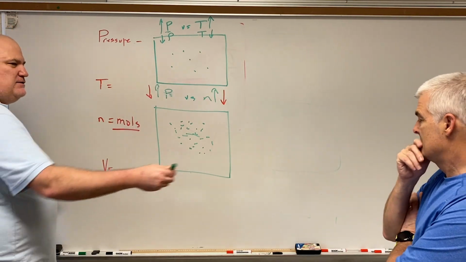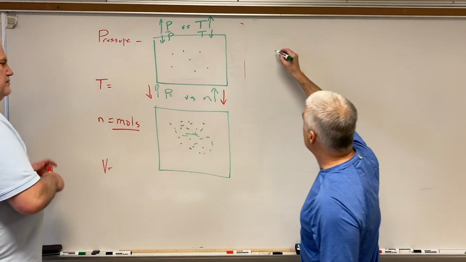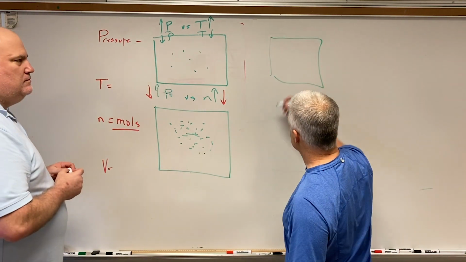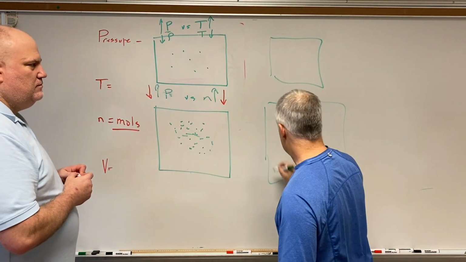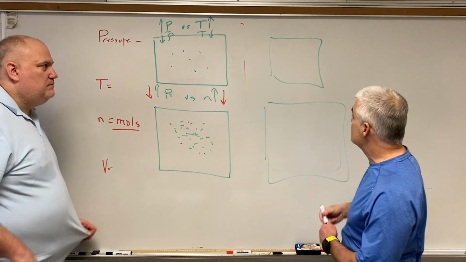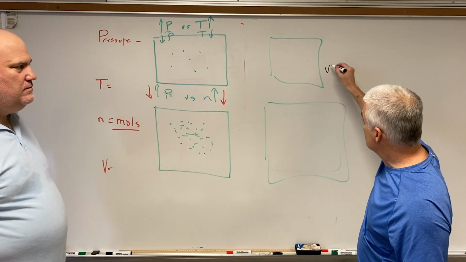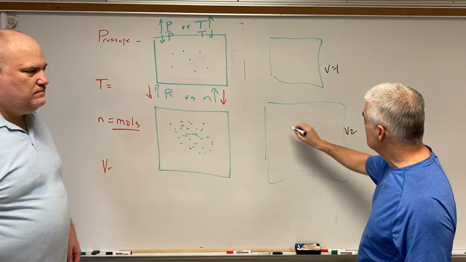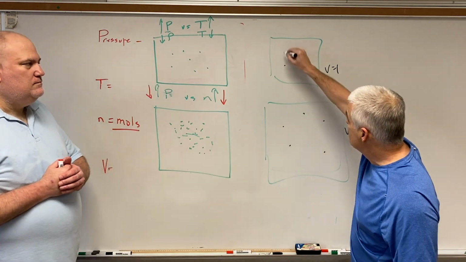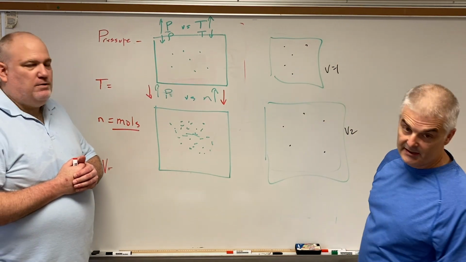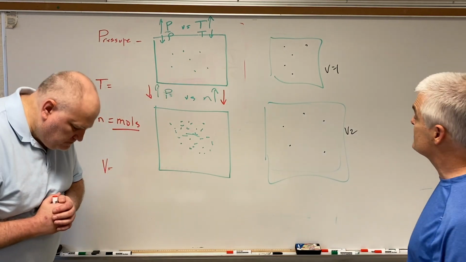I'm going to pass the torch over to you on this side. So we're going to do pressure and volume. I've got a box here, but now in the second case, I've got a box that's much, much bigger. Let's say they're double the size. So this has a volume of 1 and this is a volume of 2, but we're going to have 5 molecules in both. That's keeping the moles the same.